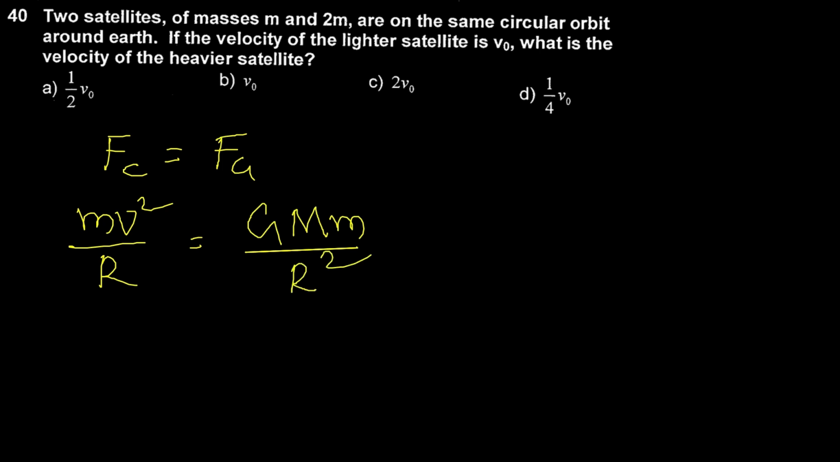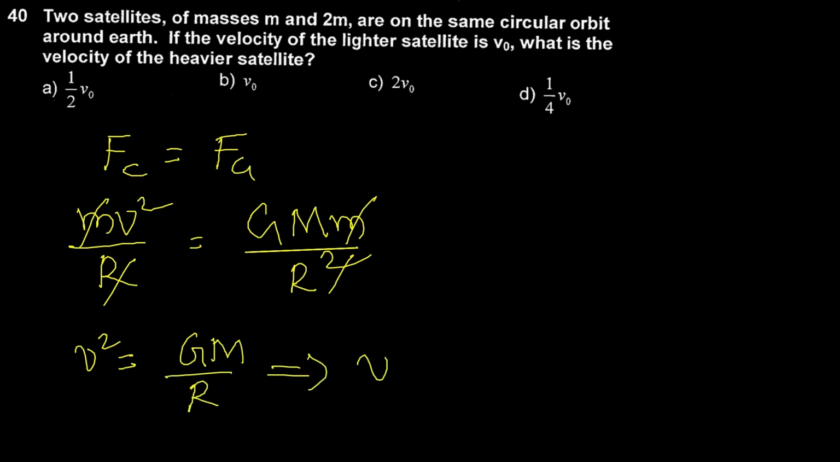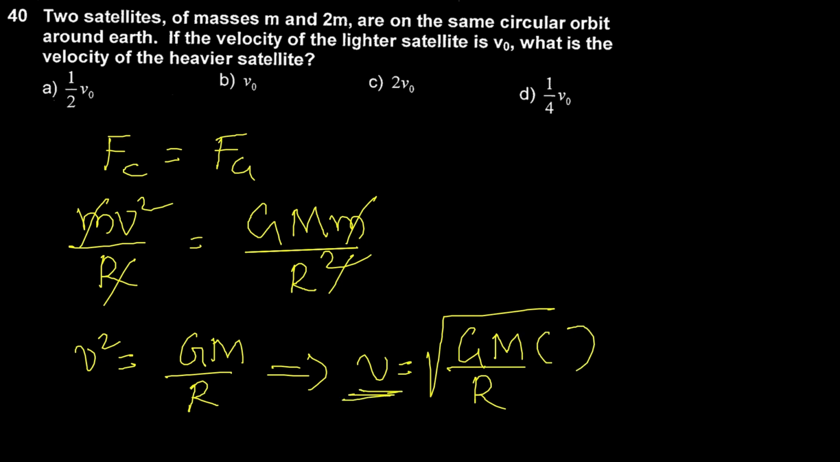And G is the gravitational constant. Now, m gets cancelled, r gets cancelled, v square is equal to G M by r, which gives v is equal to square root of G M by r. The equation clearly shows that velocity v is independent of the mass of the satellite, m and 2m. So both the satellites will have the same speed in the Earth's orbit, which is v0. Option B is the correct answer.